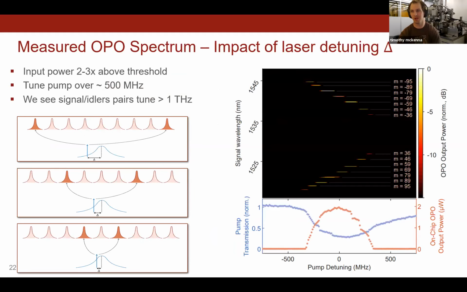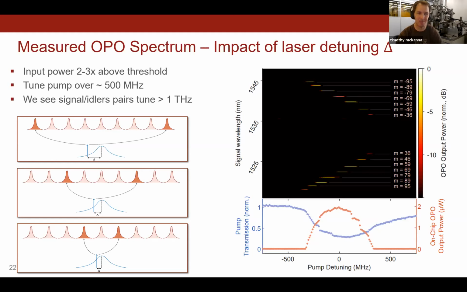Okay, but let's see what it looks like in real life. Thanks for bearing with me. We did a little bit of math, but now we're back to an experiment where you can see exactly what I described, in this data where we tuned the pump over the resonance. The blue will be the 780 resonance. In this presentation, blue is always 780 and red is always fundamental, if you haven't caught on. The red will be the OPO output power, but we also spectrally resolved this output power to show exactly what the cartoons show, which is that the signal idler pair that oscillates is a function of laser detuning.